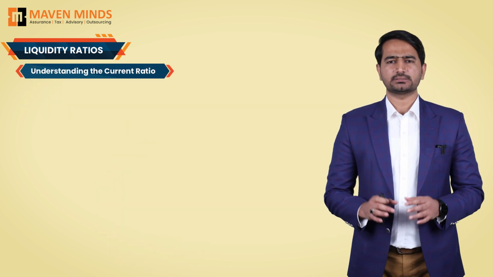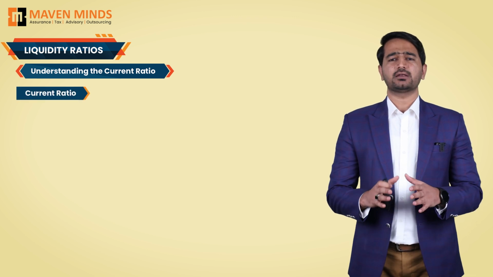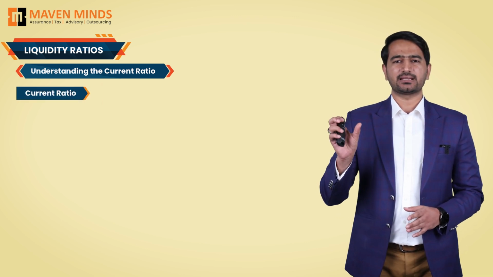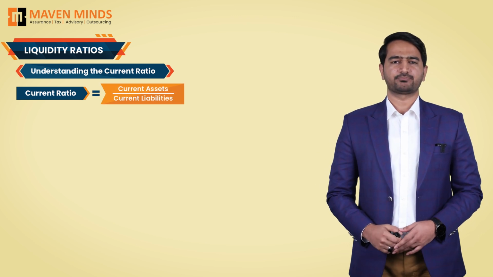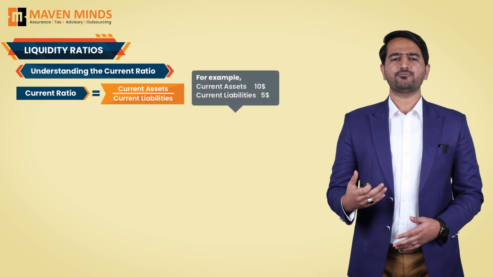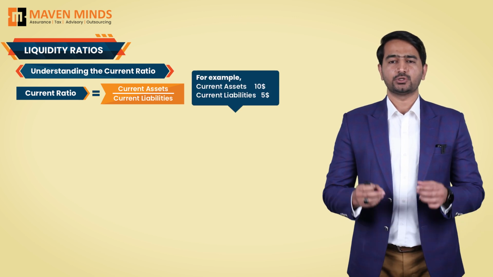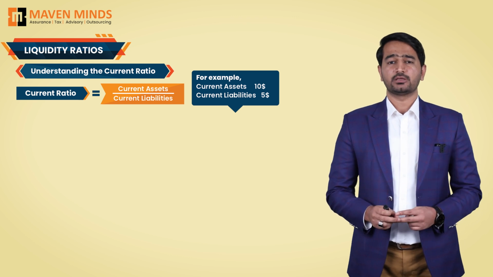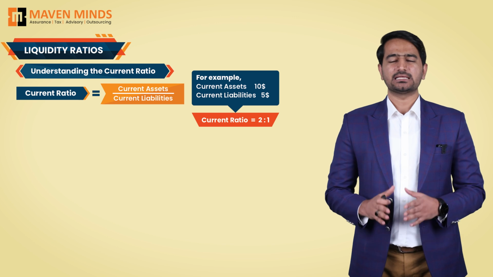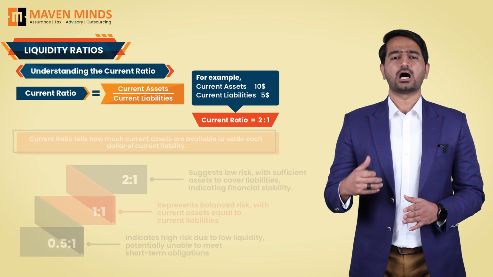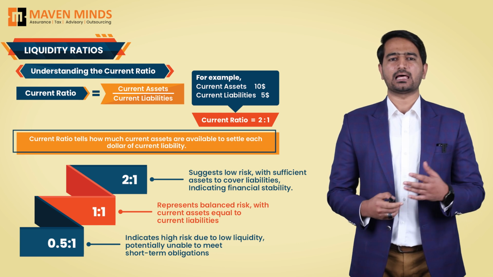One of the first ratios that we are going to discuss here is the current ratio. The formula for the current ratio is you take your current assets in the numerator and your current liabilities in the denominator. For example, if you have $10 of current assets against $5 of current liabilities, your answer would come out as 2, which you would denote as 2:1. Essentially, this ratio tells you how much current assets are available to settle each dollar of your current liability.